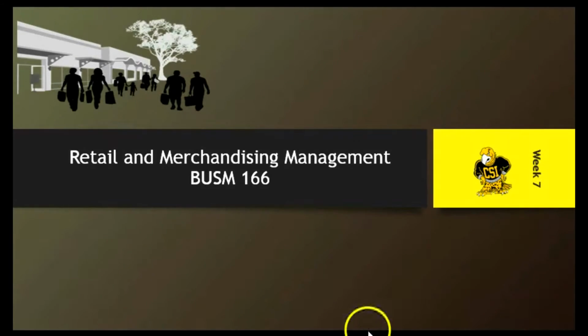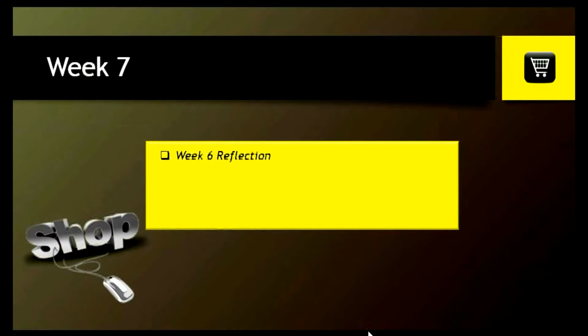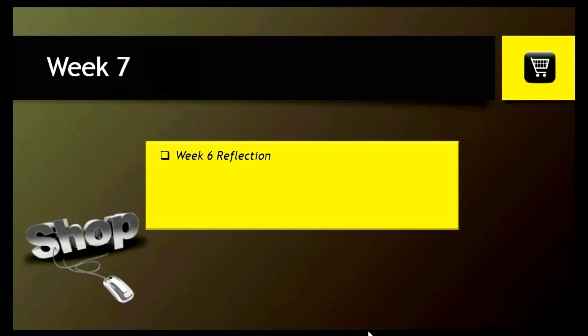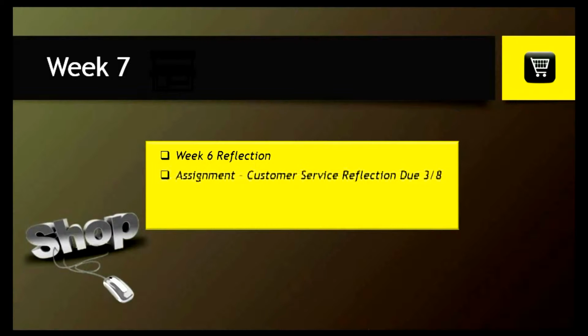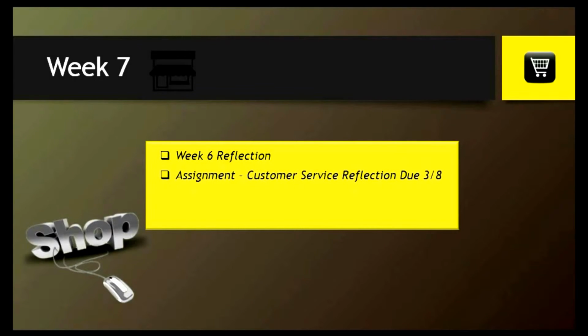We'll go ahead and start with a little bit of a reflection on week 6. We had some customer service topics that we talked about last week and also gathering information about the customer. So we'll touch base on that. We have an assignment due. Actually, it's not due till this Sunday, and we'll talk about that. It's a reflection assignment looking at customer service experiences that you have personally.